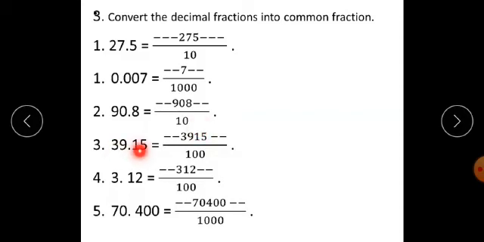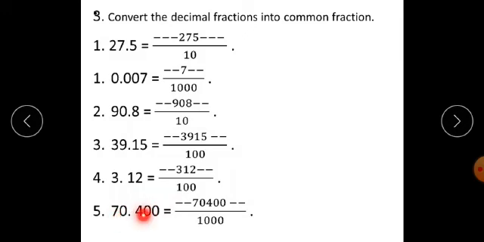Third example, 39.15 is equal to 3915 upon 100 because only 2 digits after the decimal point. 3.12 is equal to 312 upon 100. Now you understand why we have written 100 in the denominator, because only 2 digits after the decimal point. Last sum of the question, 70.400.